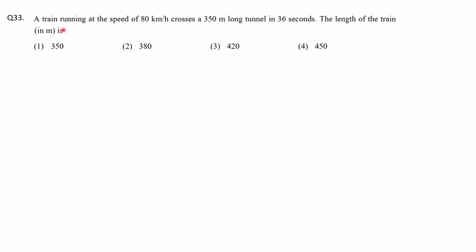Question number 33. A train running at the speed of 80 km per hour crosses a 350-meter long tunnel in 36 seconds. The length of the train is. So here you have to find the length of the train, and it is given the train has crossed the 350-meter long tunnel. Now first try to understand when you can say that the train has crossed the tunnel.